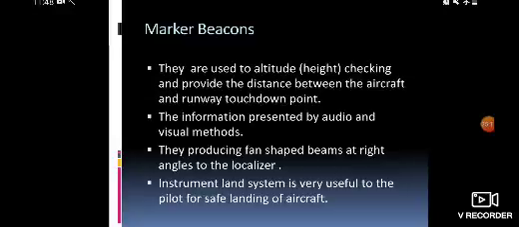So these marker beacons we are going to be using only for height checking, in order to know the distance between the aircraft and the runway touchdown point. The information is presented by audio and visual methods, and we are placing fan shaped beams at right angles to the localizers, and this is useful to the pilot for safe landing of the aircraft. These are the instrument landing system.